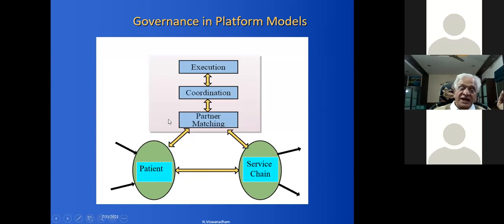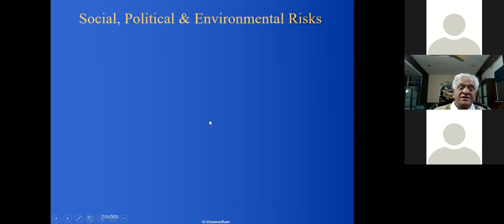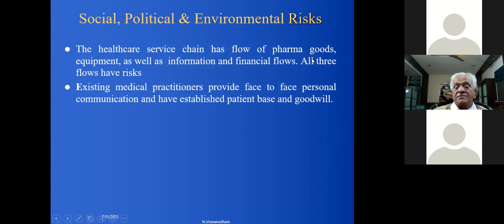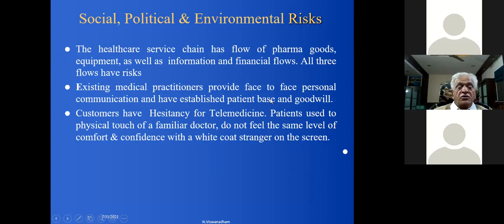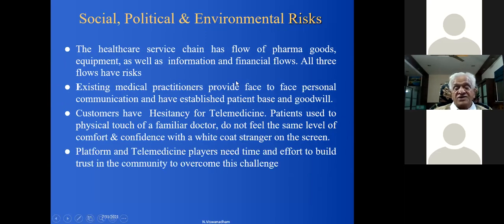So partner matching, telling you to go to this hospital or this clinical lab and so on, and coordination and execution of all this. There can be software developed for all this. If you are a software company, then this becomes an issue. And the healthcare service chain has flow of pharma, goods, equipment, as well as information and financial flows. All these flows have risks.